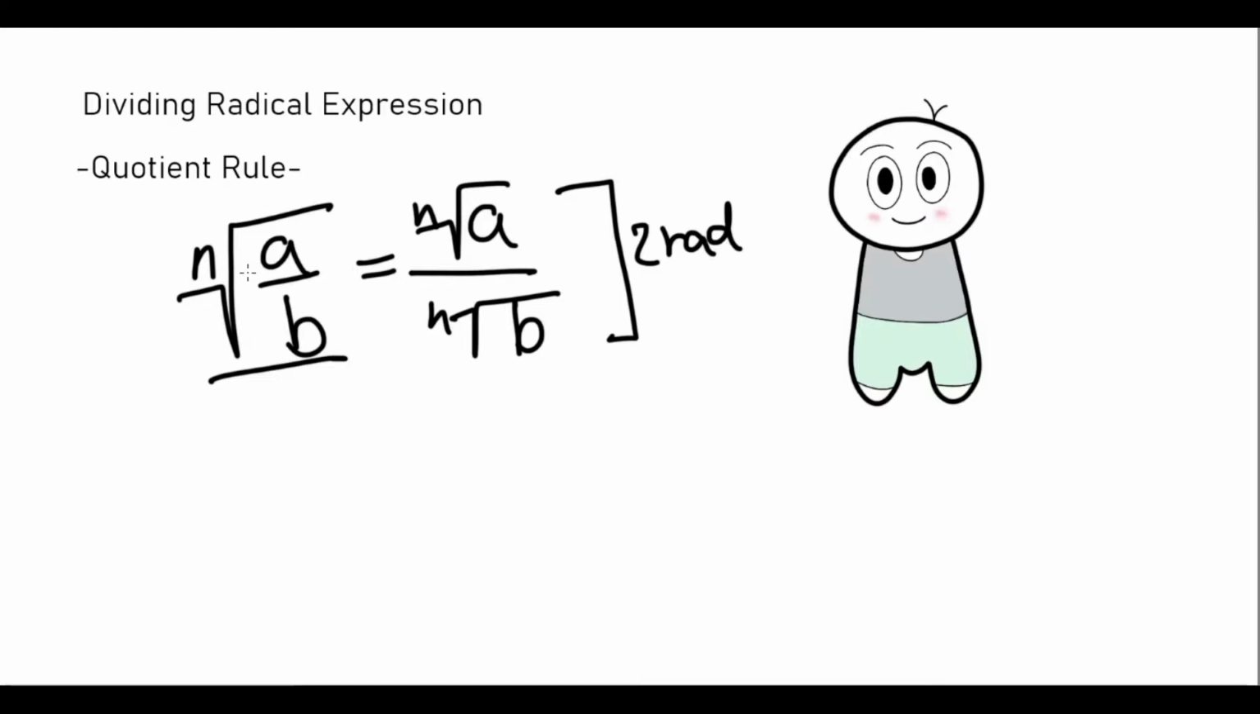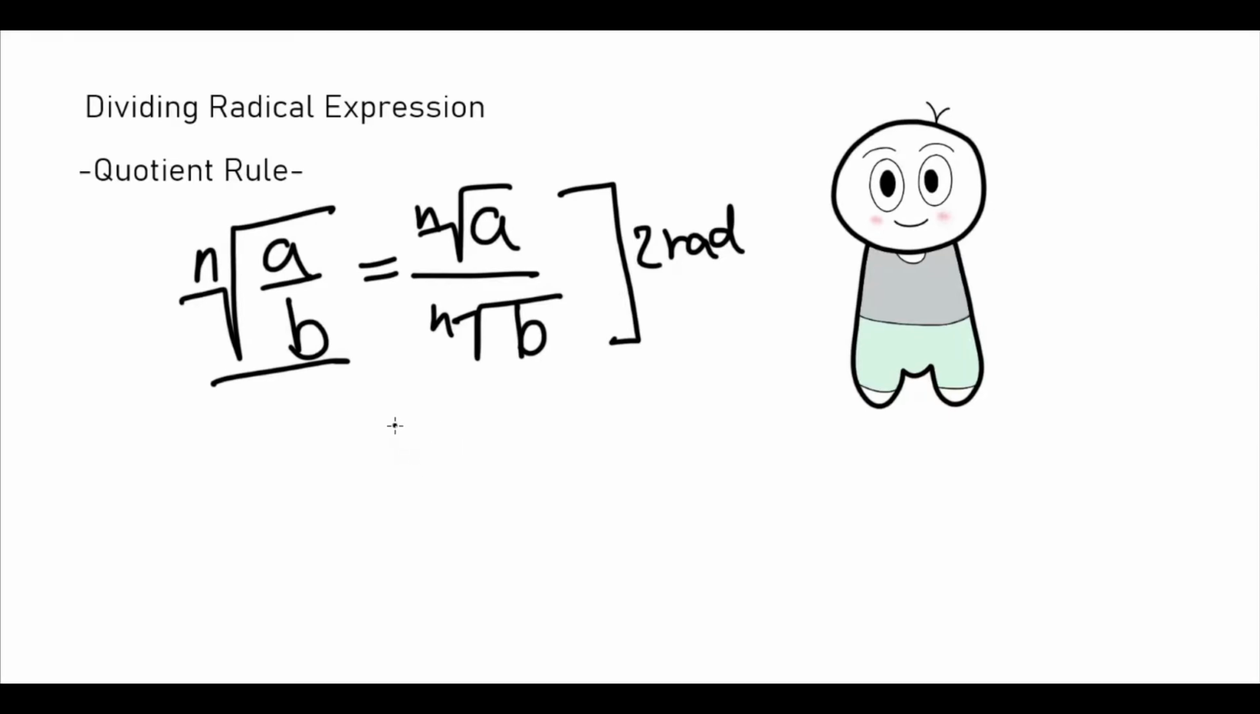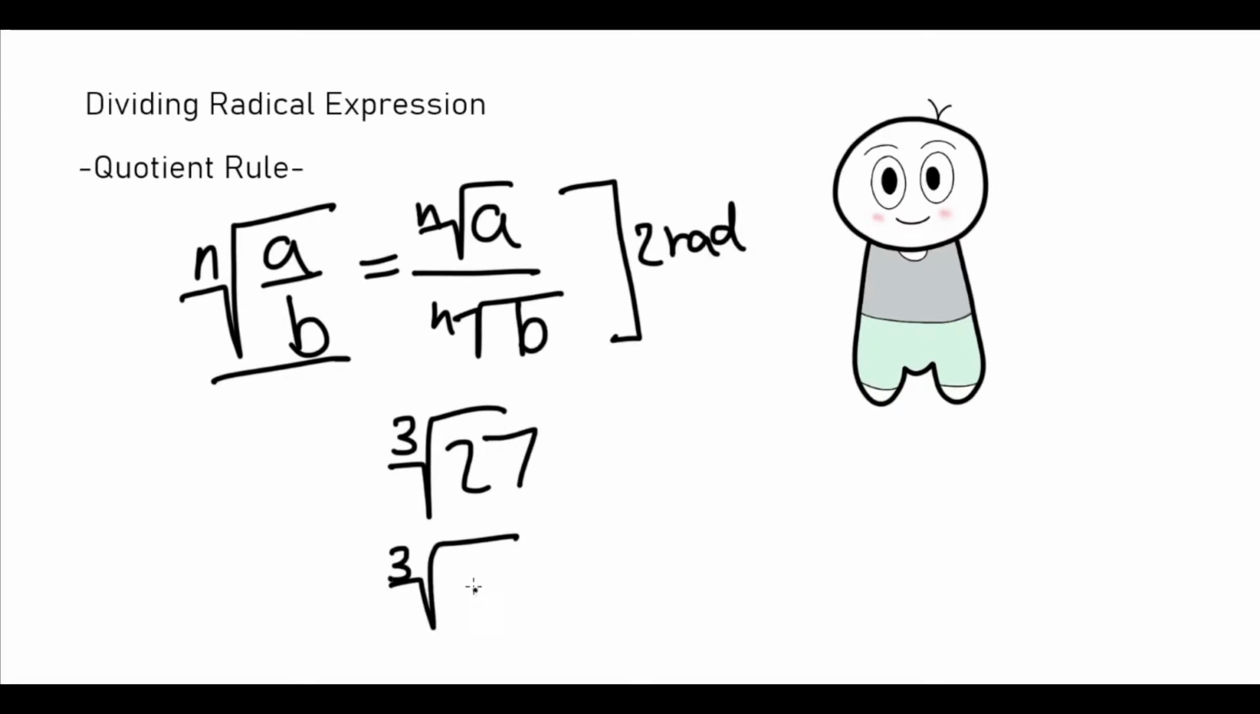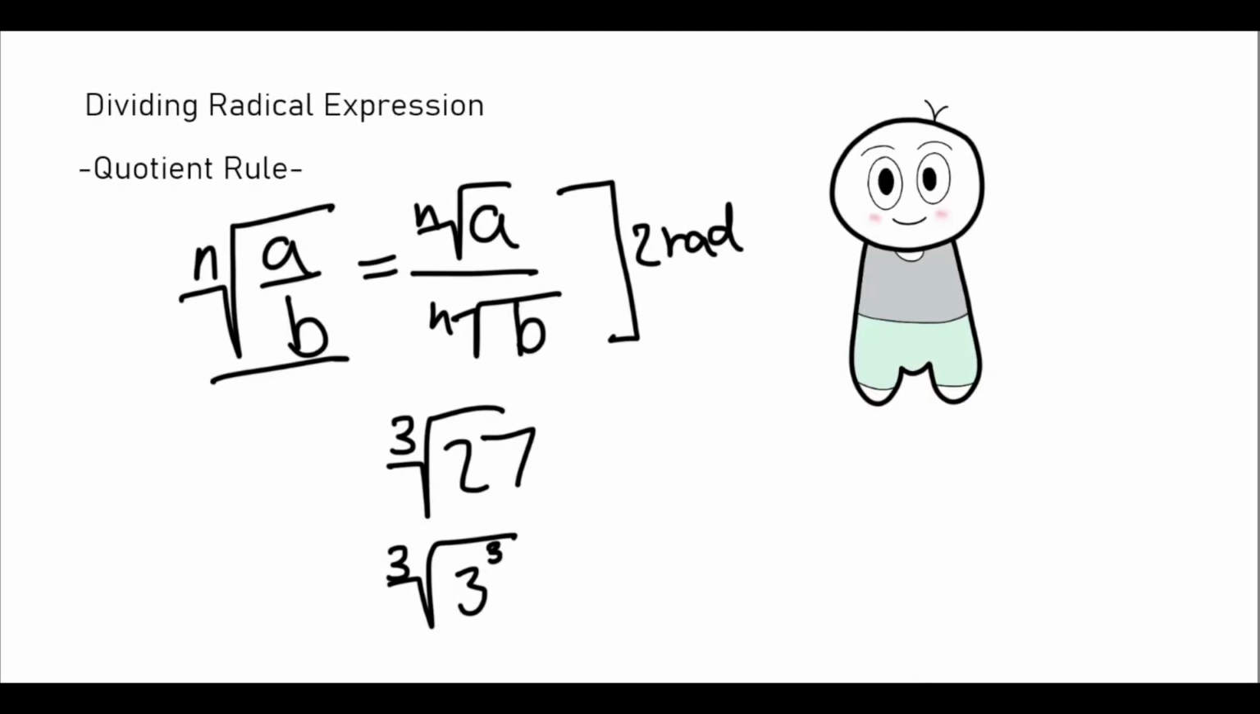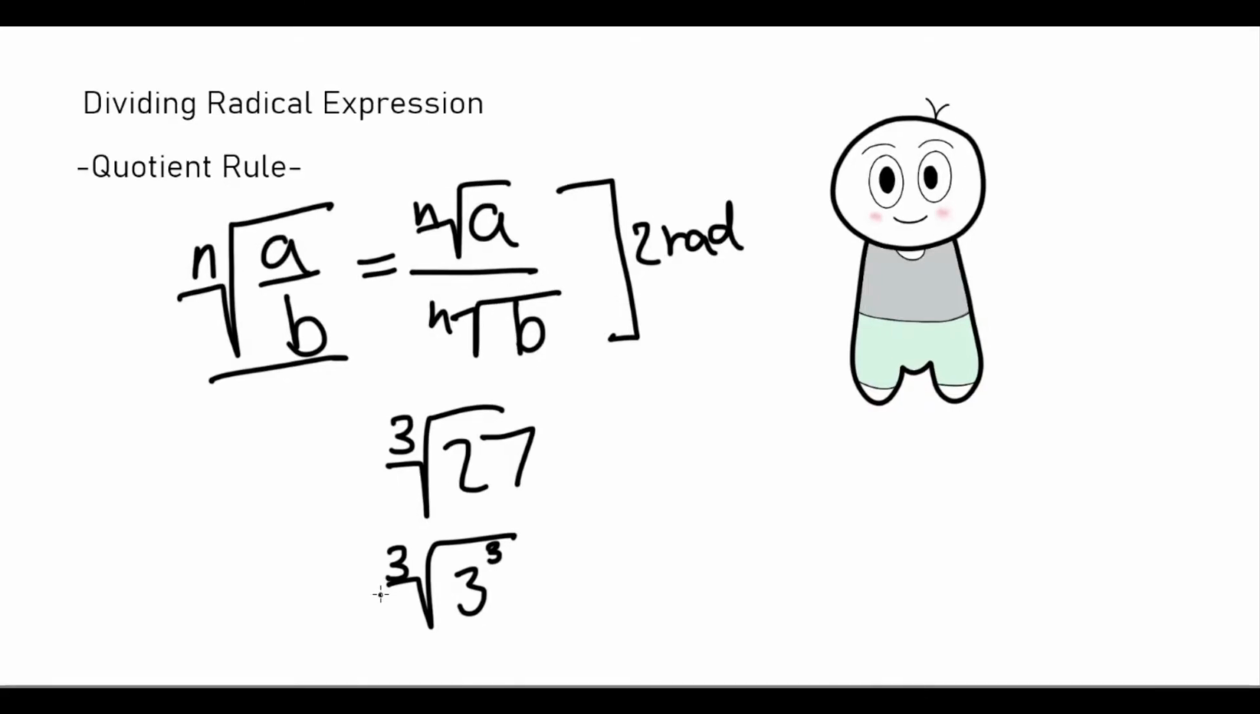The index is the superscript number to the left of the radical symbol, which indicates the degree of the radical. For example, the cube root of 27. Also remember that this 3 is your index, or that cube is your index. So how are we going to solve this? Let's say 27 is 3 cubed, so the cube root of 3 cubed. Then we cancel both the cube root and the cube. And you have your final answer, 3.